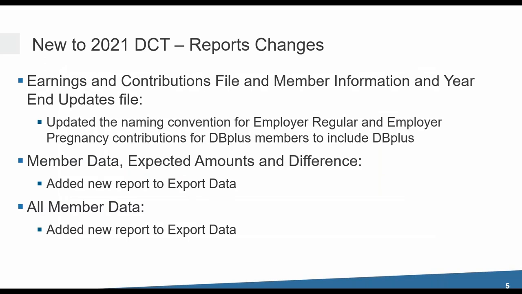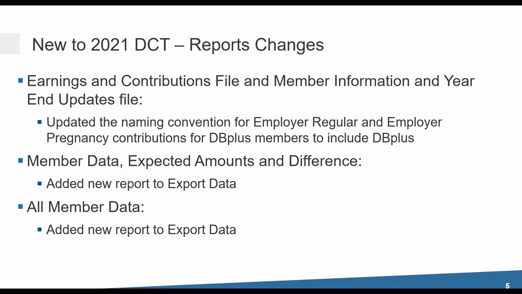This slide provides highlights of the DCT changes that we have made. Some of these changes have been made based on comments and suggestions from employers. On the earnings and contribution file and the year-to-date file, we've updated the naming convention for the predefined column names for employer regular and employer pregnancy contributions to include DB+. If your spreadsheets have any header columns, you may want to update them so it's easier to map during the import process. We added a new report to export data.